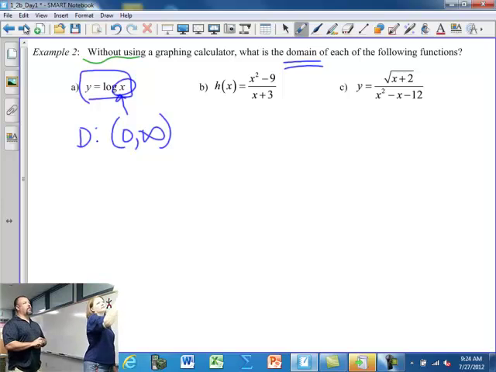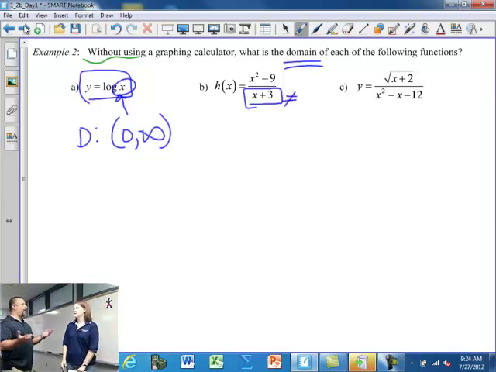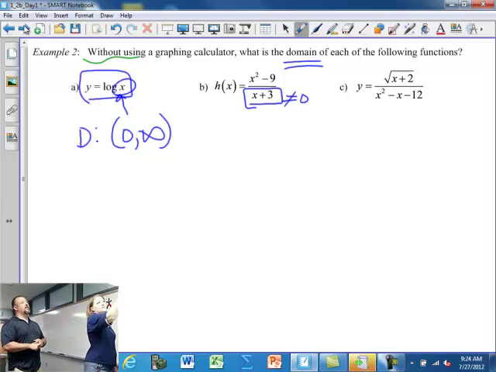Okay. Second problem, we have a fraction. Warning, warning, fractions. No dividing by 0. Does it matter what the top is right now? Nope. Not at all. So we just set the bottom not equal to 0 and solve for x. Correct. So how do we solve this? We subtract 3 on both sides. x cannot equal negative 3.